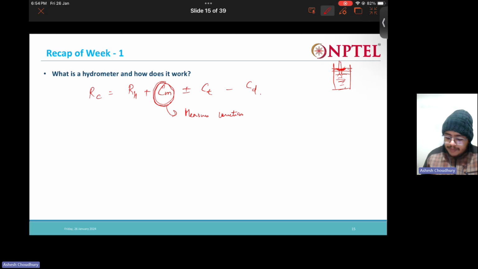Then we have the plus or minus temperature correction. Generally the hydrometer is calibrated at 27 degrees Celsius. If the room temperature where you are conducting the experiment is higher than 27, then we have plus, and if it is lower than 27, then we have minus. And lastly we have the dispersive agent, the non-flocculating agent that I was talking about. That correction is always minus.